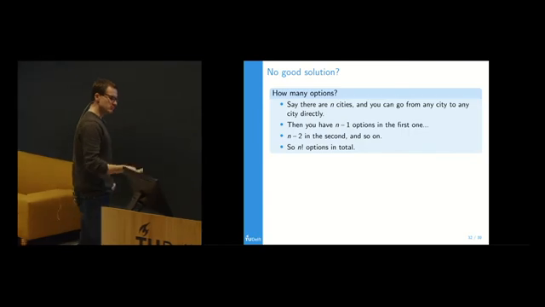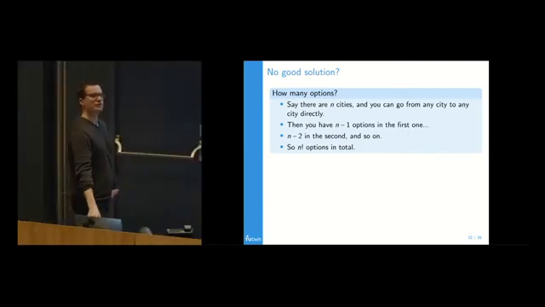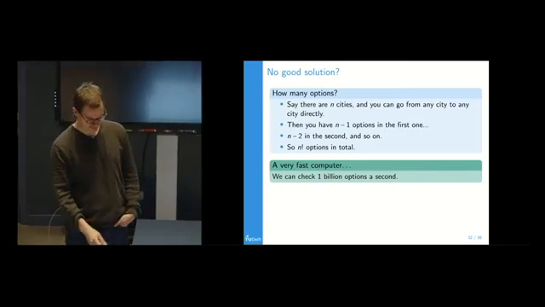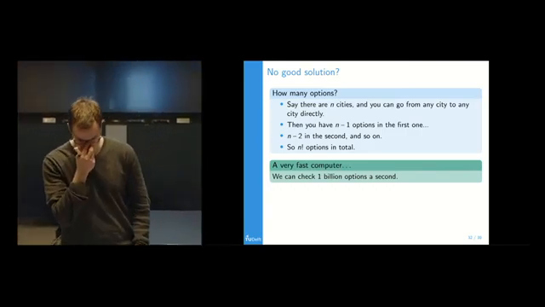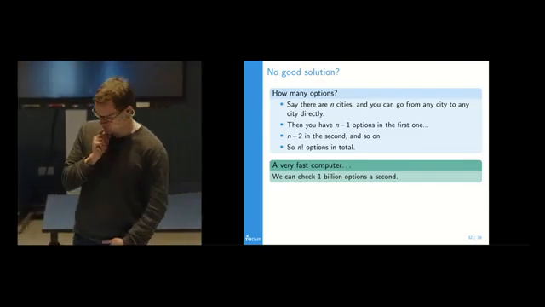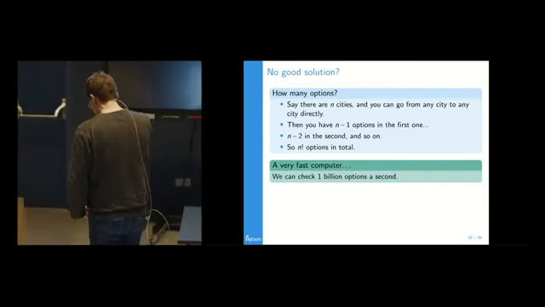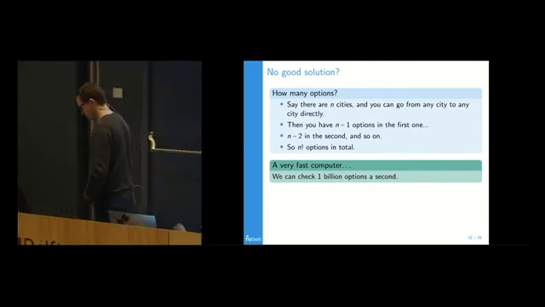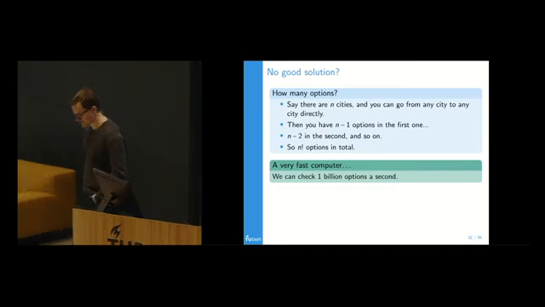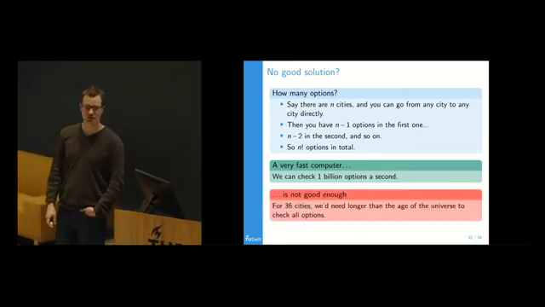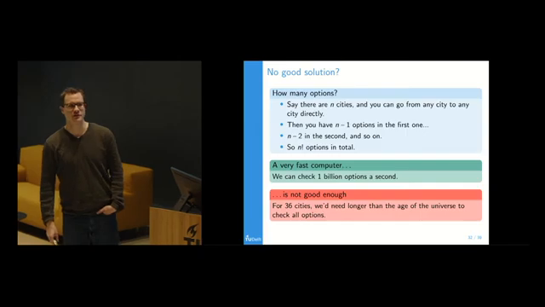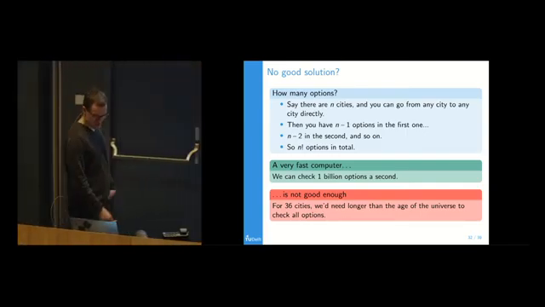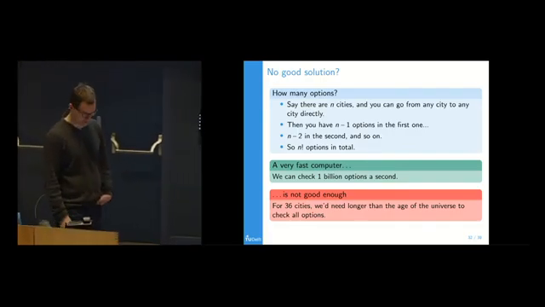Now my machine is incredibly fast. It can check 1 billion options every second. It's pretty good. It's a lot of zeros. Unfortunately, for just 36 cities, it would already take my machine longer than the age of the universe to find the right answer. I don't know about you, but I would like to get home sometime before then.